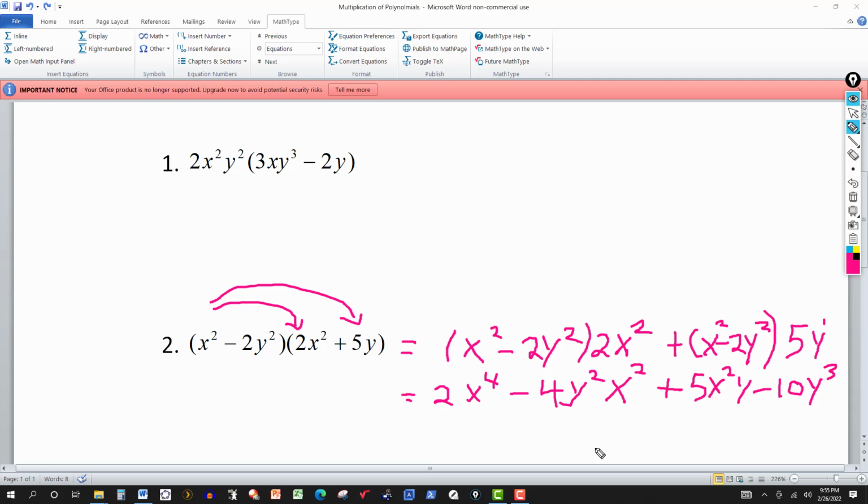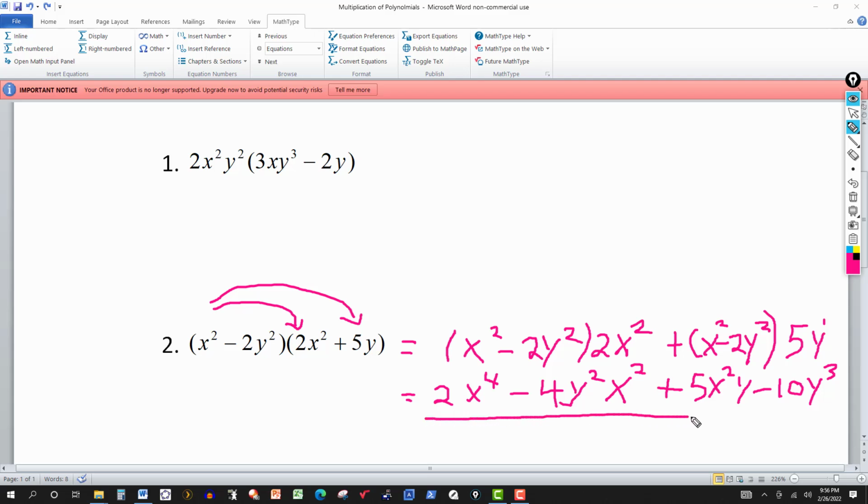And then all you do now is see if there's any terms that are the same. In other words, here we have a 2x to the 4th. If we had another x to the 4th by itself, then we could add those up. But that's it. We have a minus 4y squared x squared. Do we have another term with an x squared y squared? No, we have an x squared y. But this is different than this one. We have one term with y to the 3rd by itself, and that's it.